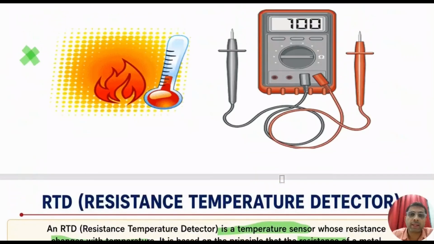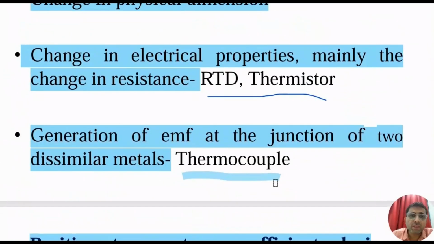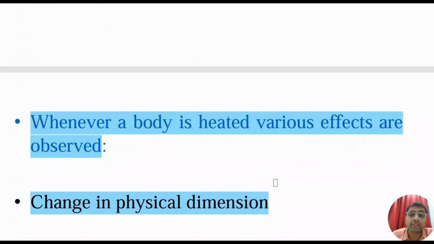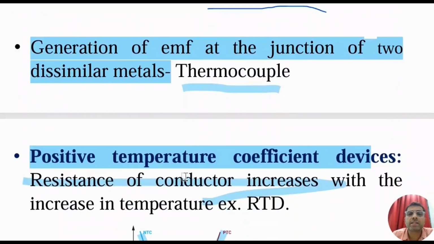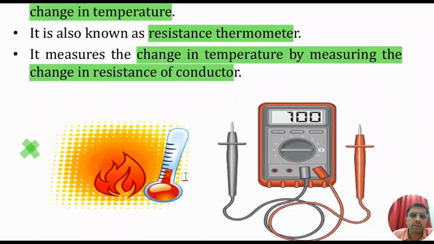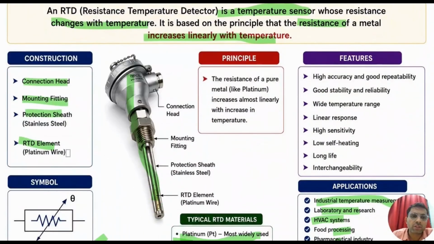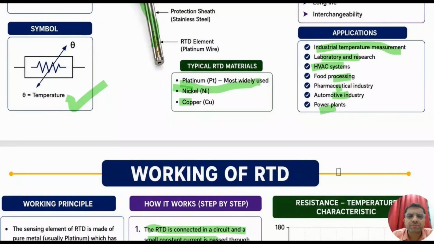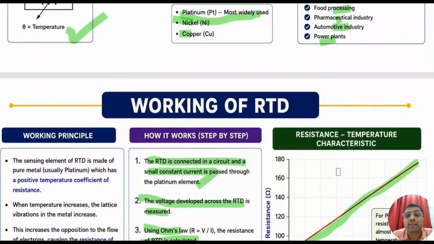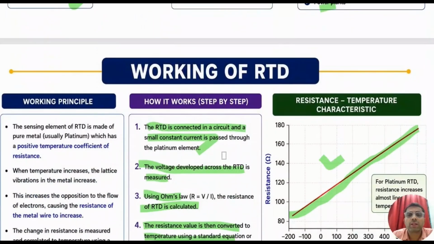I'm repeatedly telling you, if the question in the examination is to write a short note on the RTD, then you need to write the basic principle of RTD, then the construction of RTD, this symbol, and which materials are used. Write only 2 or 3 applications at the end, and the working, and this graph is also important. So this is all about RTD.